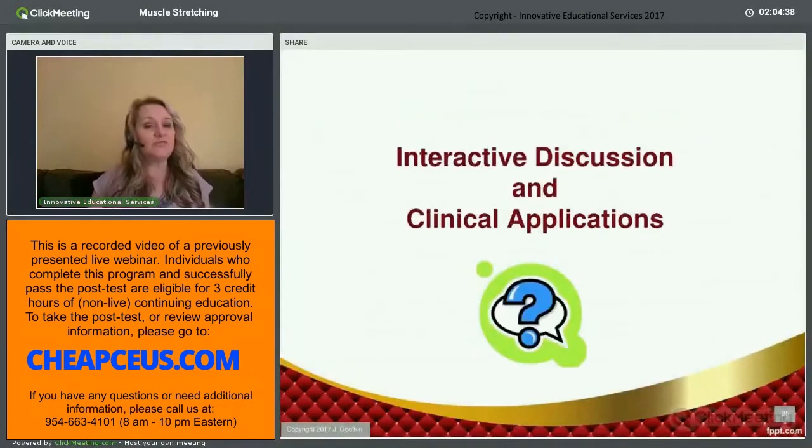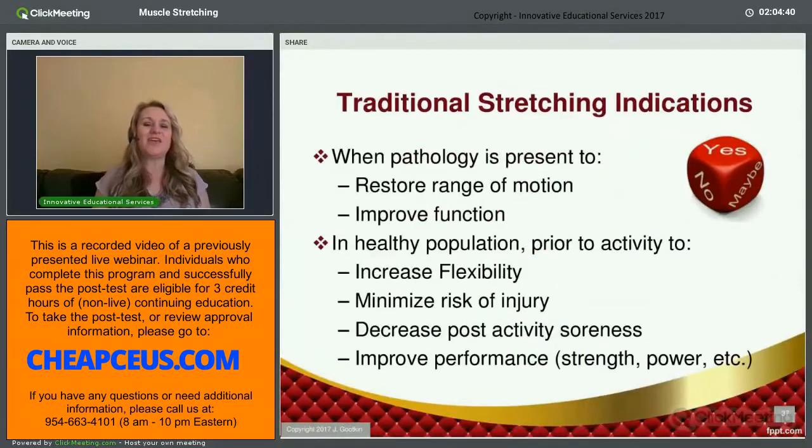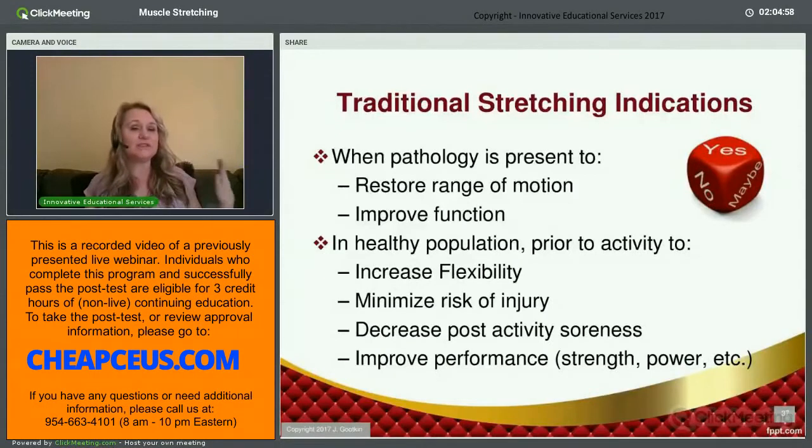So there are so many different ways that we can employ our stretching. There are many indications for stretching, and traditionally we're going to utilize these different techniques to restore range of motion and function for the patient. And in our healthy populations, we're looking at flexibility, muscle soreness, improving function. And traditionally, this is what many of us learned in school as our indications for muscle stretching.